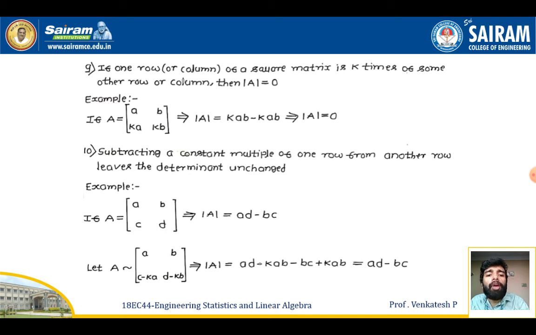Property number 10: subtracting a constant multiple of one row from another row leaves the determinant unchanged. So I'm taking a matrix [a, b; c, d] here.